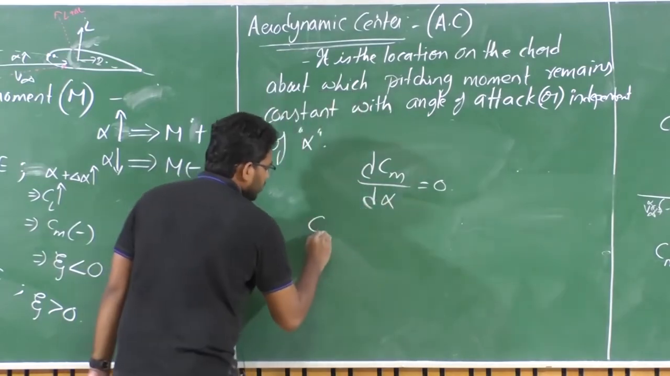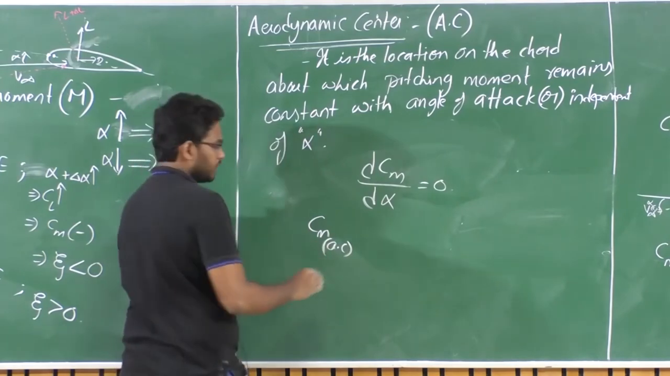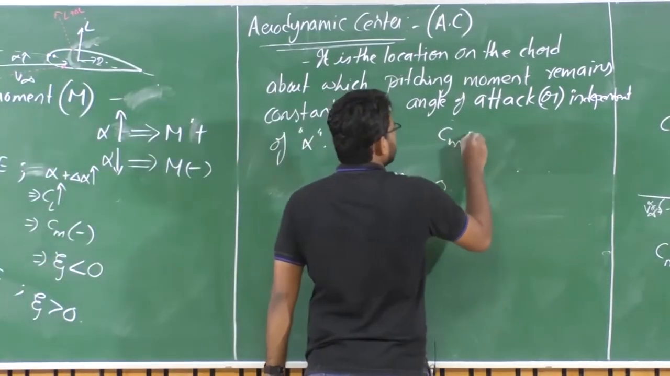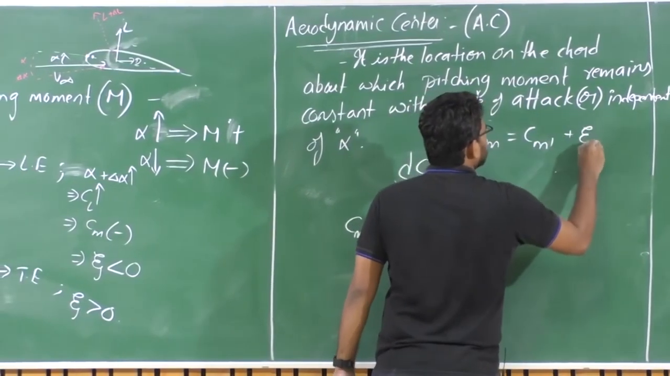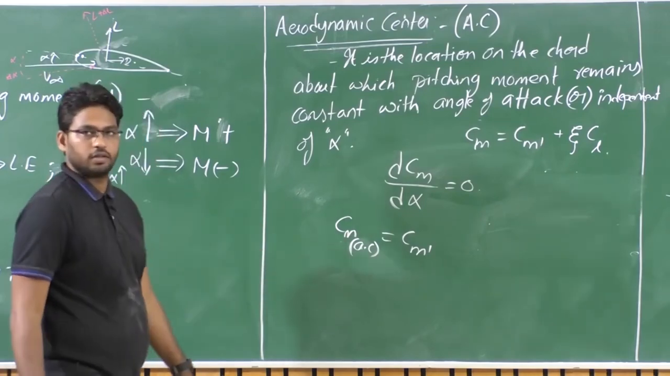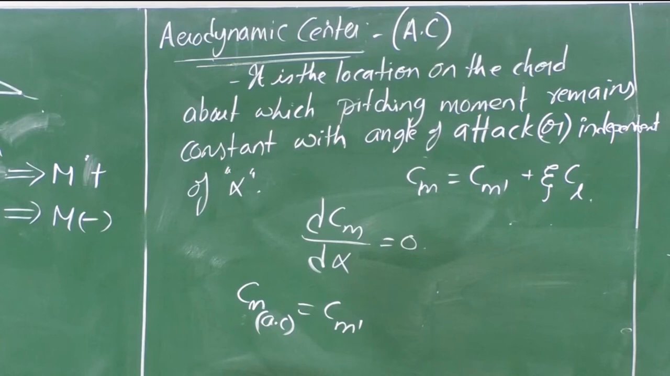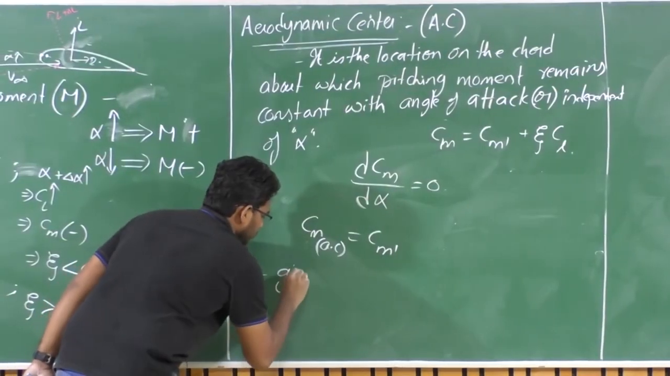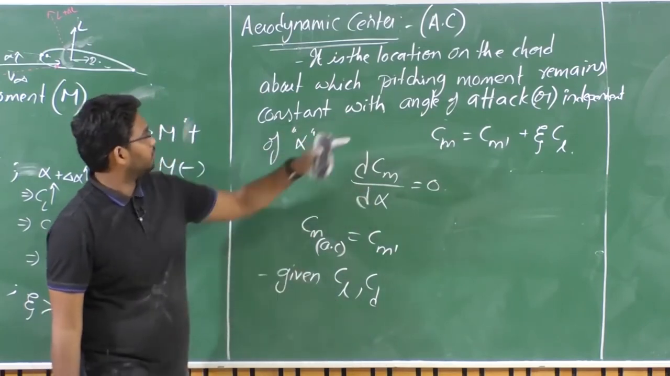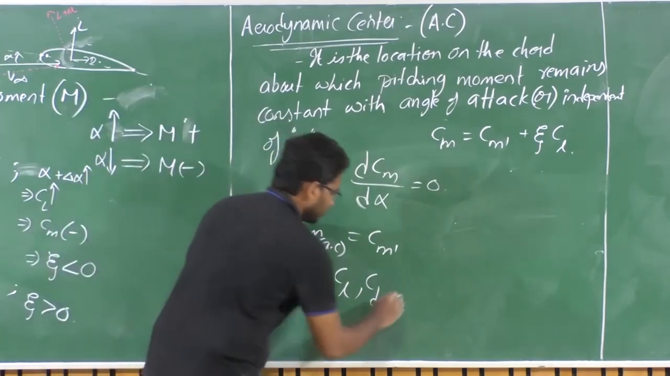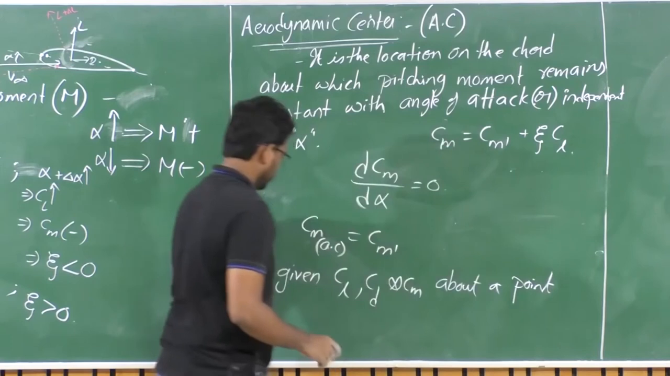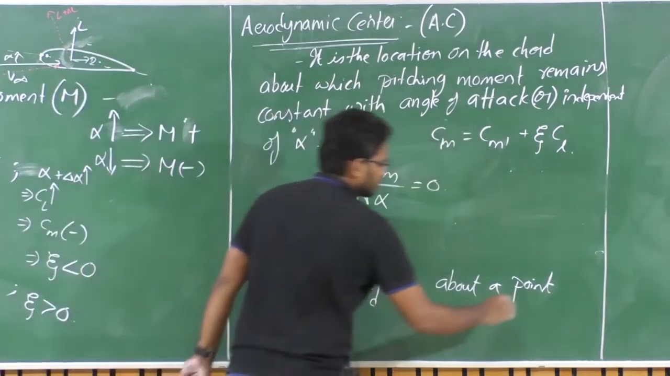So we call the corresponding moment about that particular point CMAC, the pitching moment about the aerodynamic center, which is nothing but our CM prime here, right? We have our previous equation, which is CM equals CM prime plus zeta times CL. So that is nothing but our aerodynamic center here, fine. So how do you find this aerodynamic center? Given CL, CD, where this CL is again two-dimensional, and CM about a point, we will be able to find the aerodynamic center.